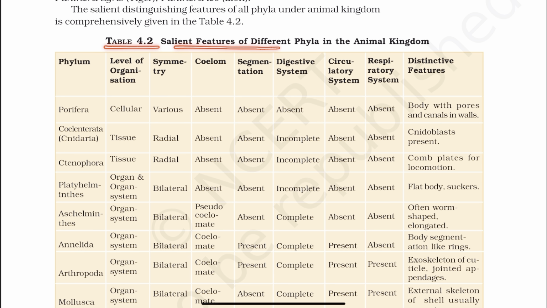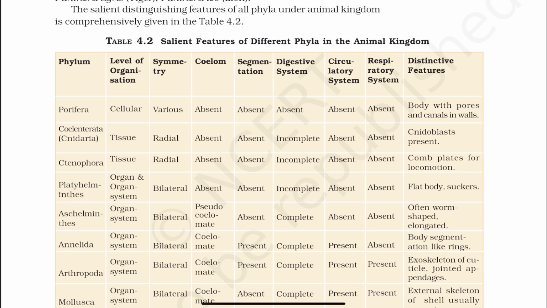Table 4.2 Salient features of different phyla in the kingdom Animalia. Phylum Porifera: level of organization cellular, symmetry various, coelom absent, segmentation absent, digestive system absent, circulatory system absent, respiratory system absent, distinctive features body with pores and canals in walls. Phylum Coelenterata: level of organization tissue, symmetry radial, coelom absent, segmentation absent, digestive system incomplete, circulatory system absent, respiratory system absent, distinctive feature cnidoblasts present. Phylum Ctenophora: level of organization tissue, symmetry radial, coelom absent, segmentation absent, digestive system incomplete, circulatory system absent, respiratory system absent, distinctive features comb plates for locomotion.